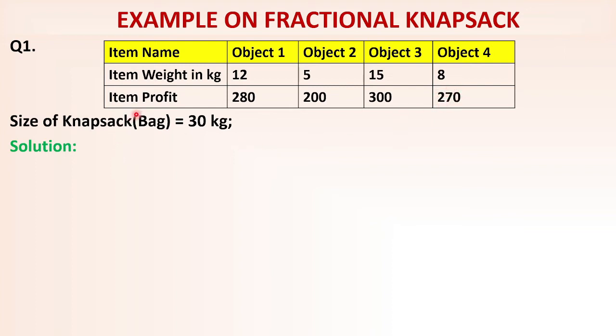And the size of the knapsack: what is the meaning of knapsack? Knapsack means bag, or you can say polythene bag. Capacity is 30 kg, meaning at the most 30 kg of items you can put in your knapsack or inside your bag. If you have gone for shopping, at the most you can put 30 kg inside your bag. Your bag capacity is 30 kg.